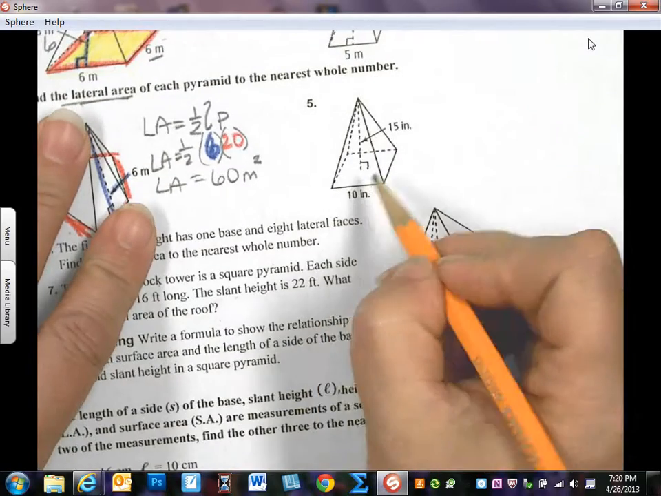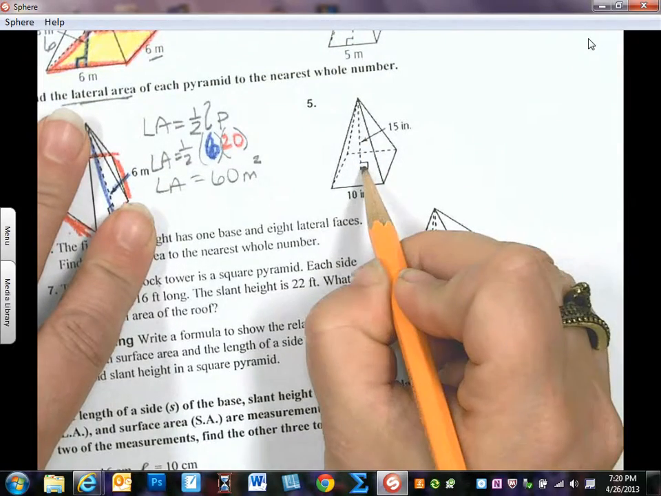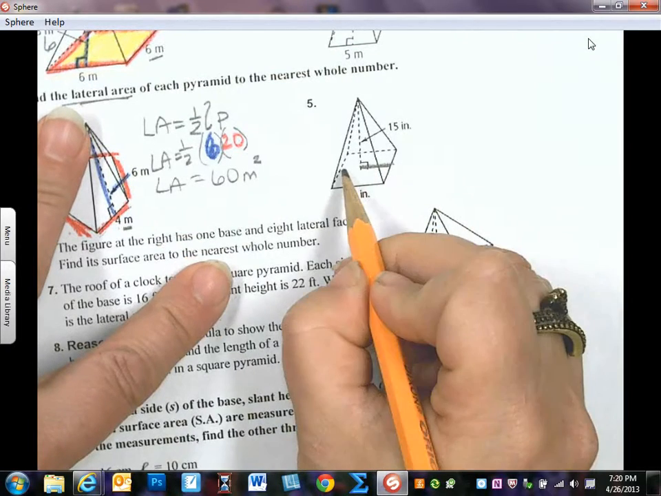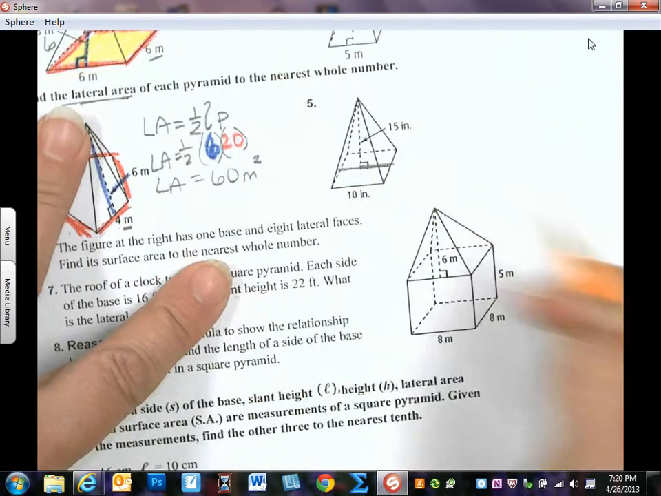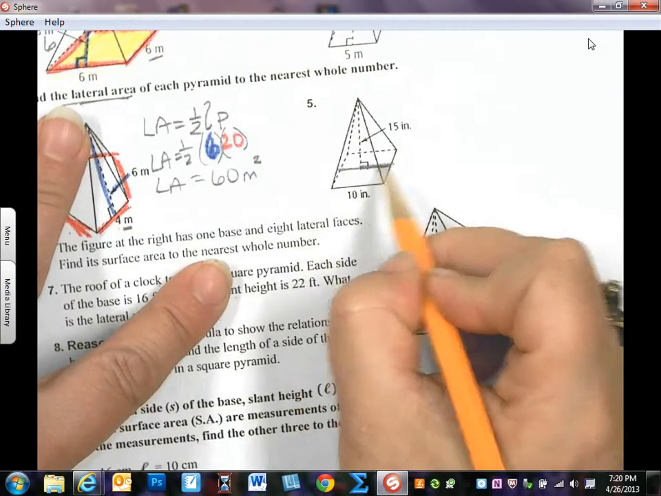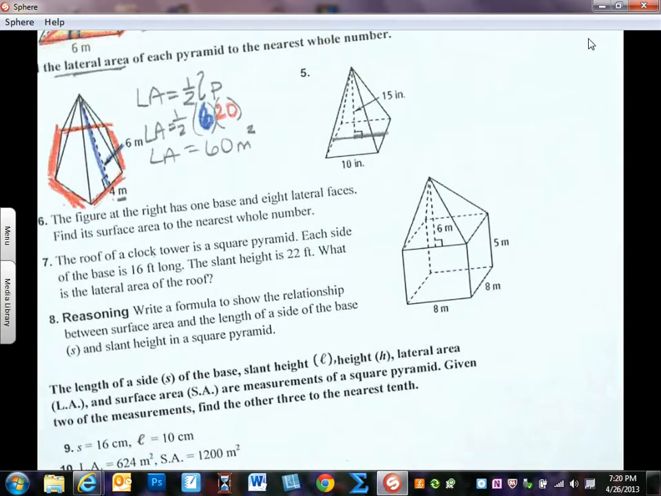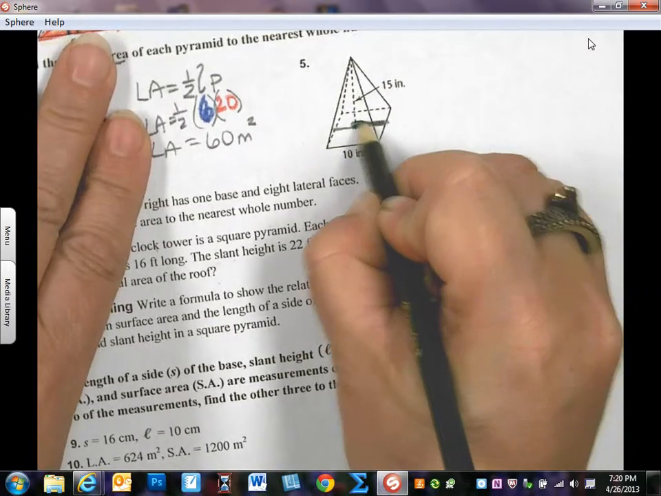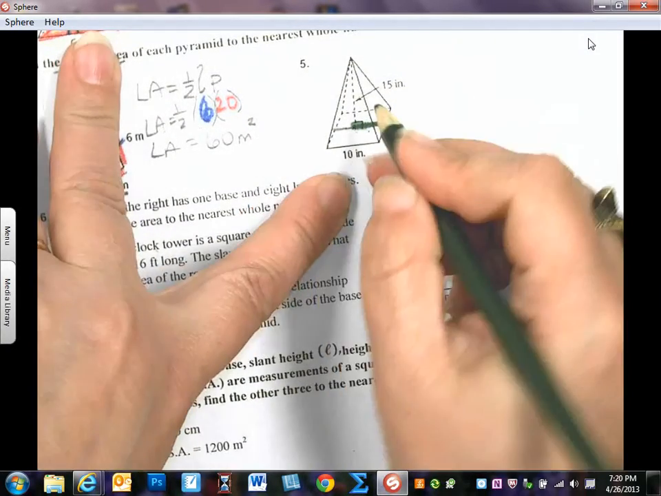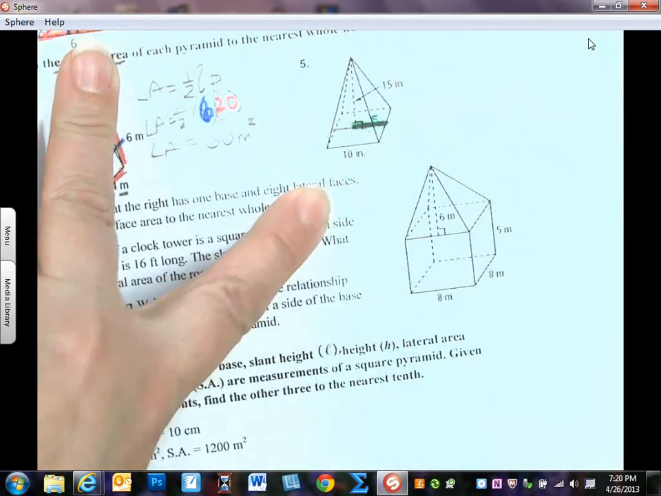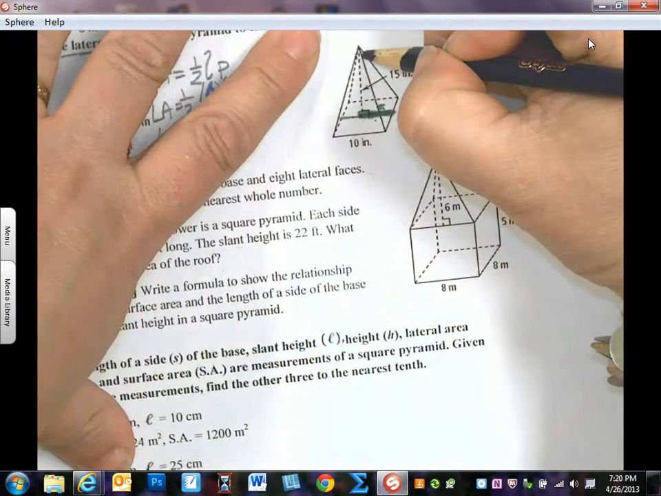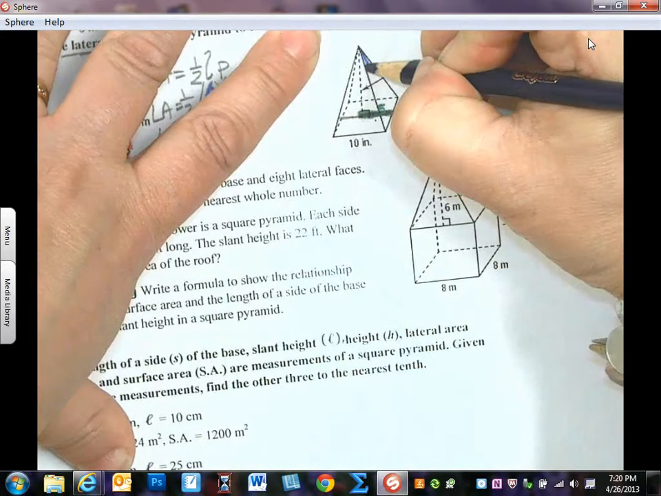I just want to point out, to find the slant height, you're going to have to come out here, and I want you to think, if this is all the way across this whole square, it's 10. So what is it from the center to the side? It's going to be half. So that is going to be a 5, okay? And then your slant height is going to come from here down.